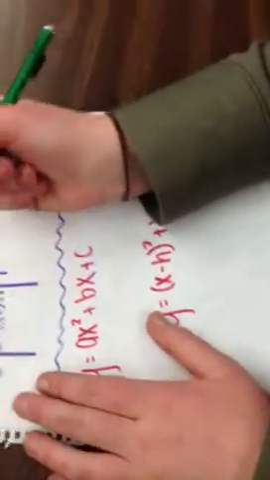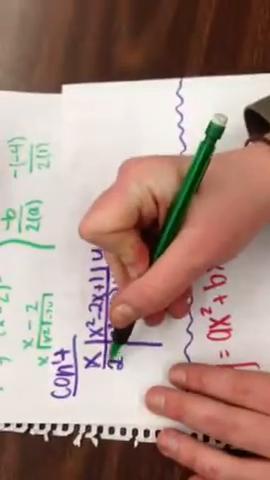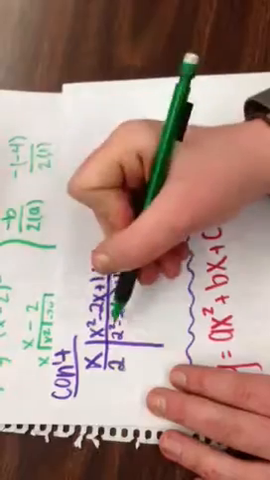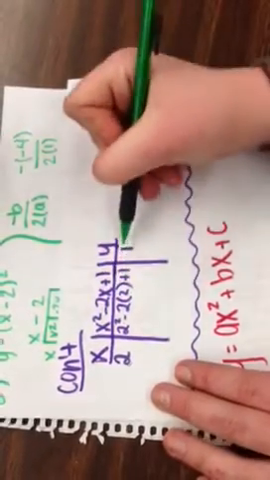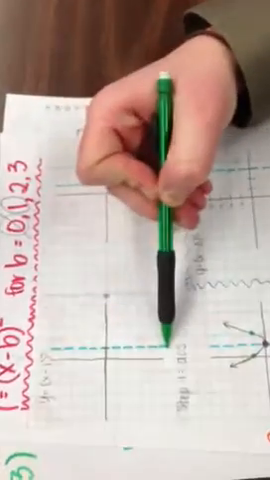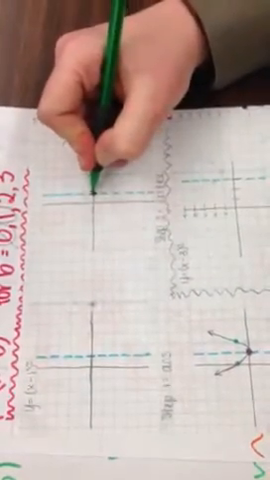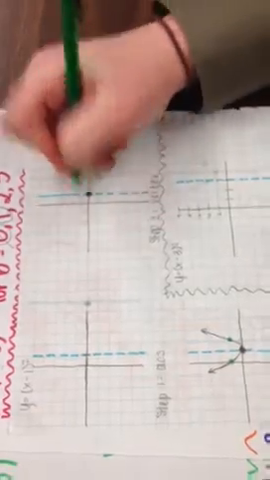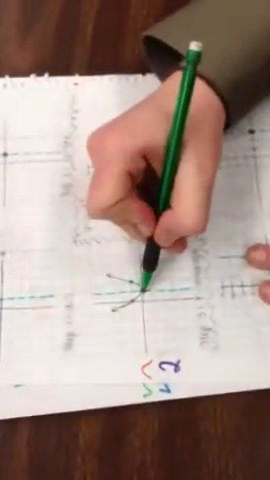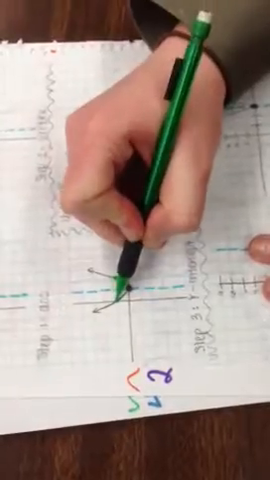Now we have to find the y-intercept. So we're just going to plug in any number for x in the original problem to get 1. So on our graph, we found the axis of symmetry, which is 1. Then we're going to add the vertex in there, which is 1, 0. And then we're going to do the y-intercept, which we went up 1 over 1, up 1 over 1.